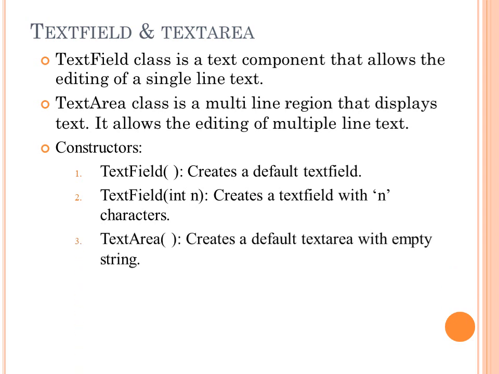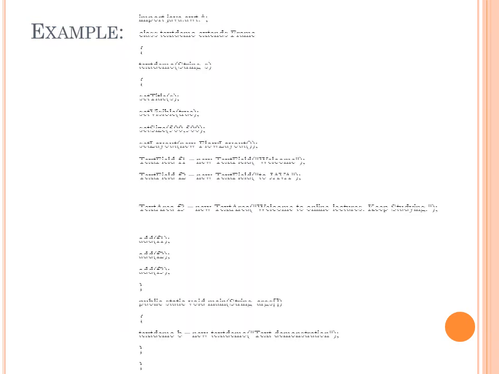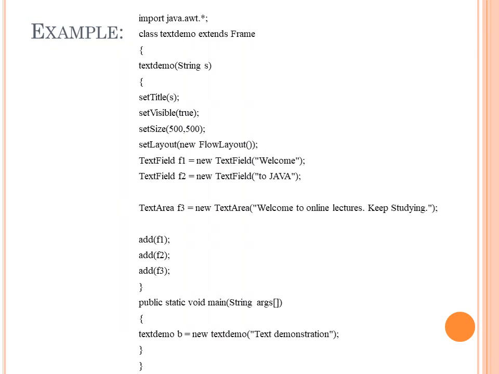Next is your TextArea. It creates a default text area with an empty string. Then the next one is TextArea with int numLines and int numCharacters. So it creates a text area with a specified number of lines and a specified number of characters. Now we will see the example for TextField and TextArea.